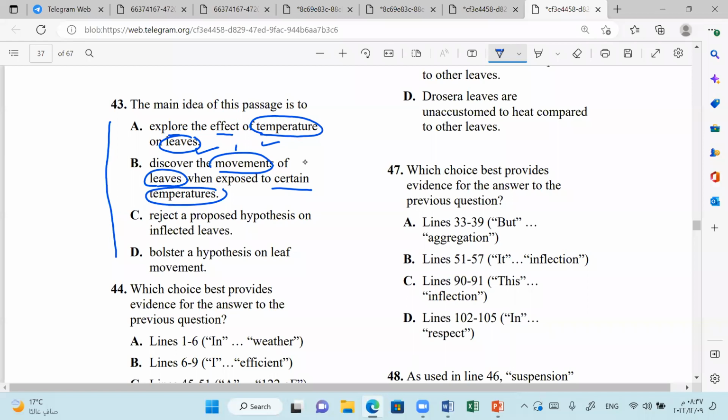Reject a proposed hypothesis on inflected leaves. I have reference to leaves, but no temperature. Also, the word reject cannot be the main idea of a scientific passage. Bolster a hypothesis on leaf movement. Again, leaf movement. So which one has more elements, guys? Can you please raise your hand and tell me which answer is the right one?